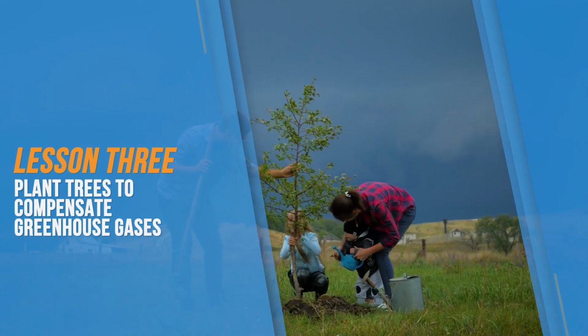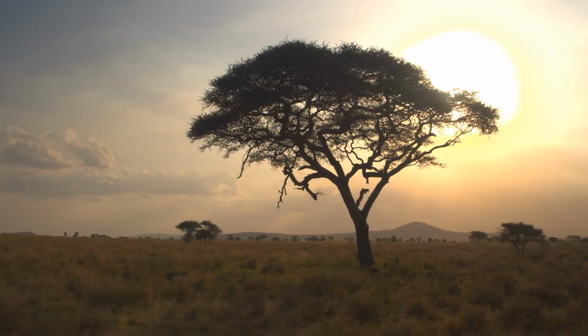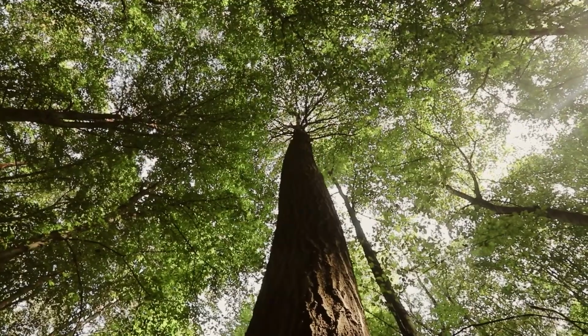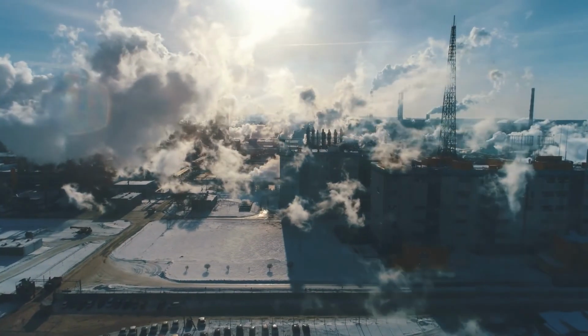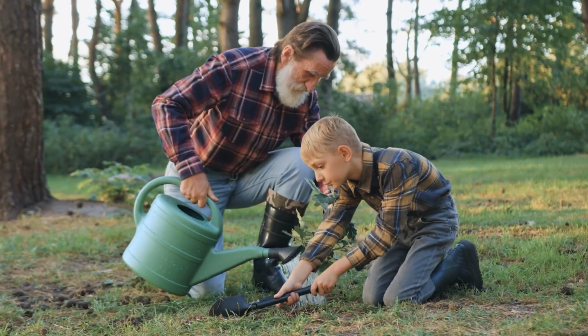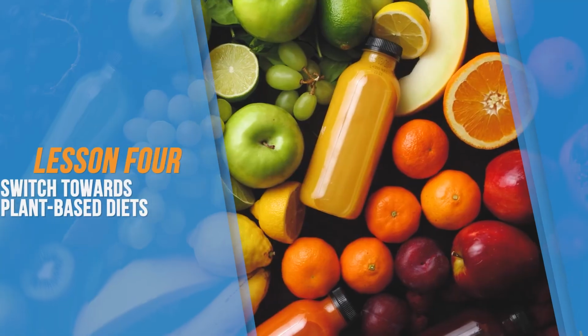Lesson 3. Plant trees to compensate greenhouse gases. One mature tree absorbs carbon dioxide, which is one of the greenhouse gases, at a rate of 48 pounds per year. Hence, the more trees there are, the more of these harmful gases are prevented from staying in the atmosphere and causing global warming. We may have to start planting trees now if we want to reduce those greenhouse gases as soon as possible.